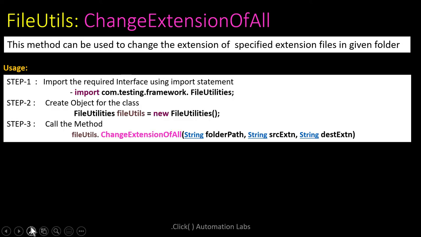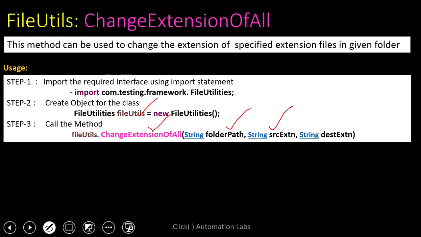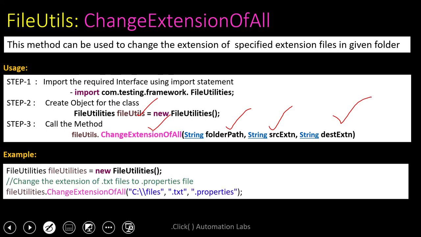Sorry. And once you import, then you're creating an object for the class, and this is the method changeExtensionOfAll, and you are specifying the folder where you want to change the files, the types of file you want to change, and what you want them renamed as. So these three parameters you need to pass to this method.